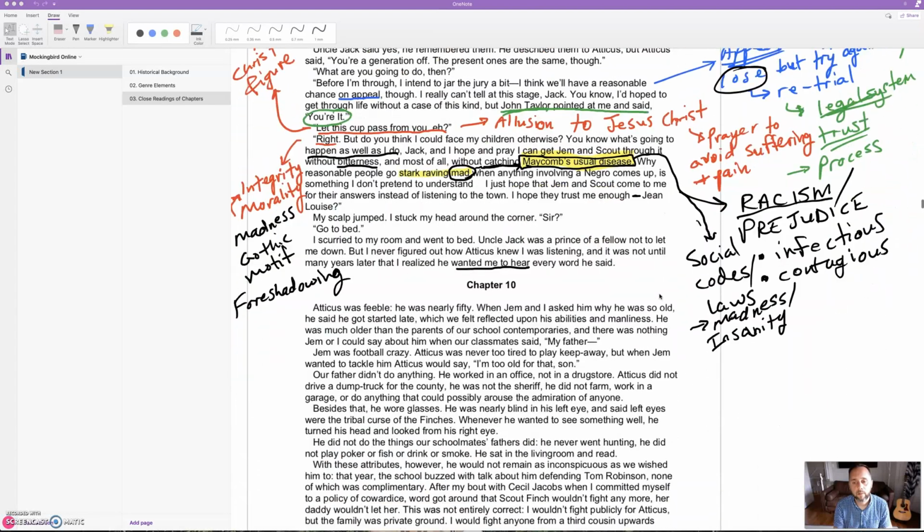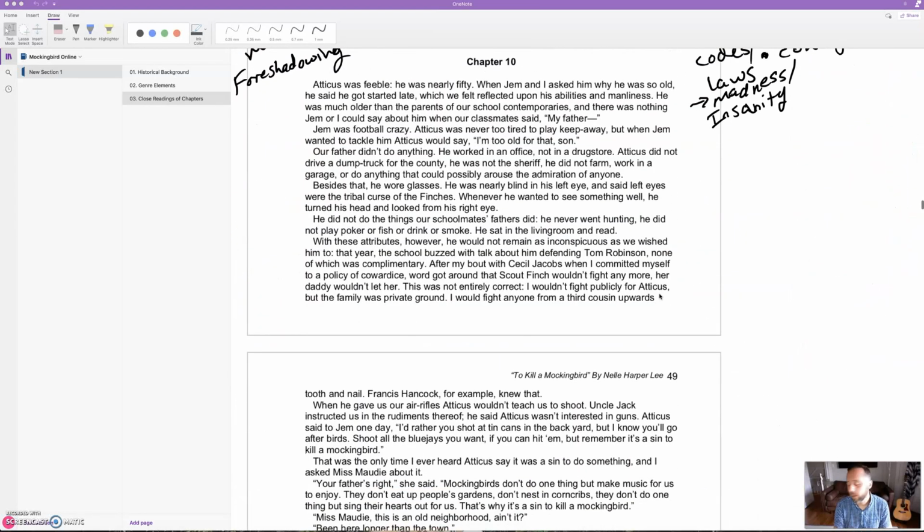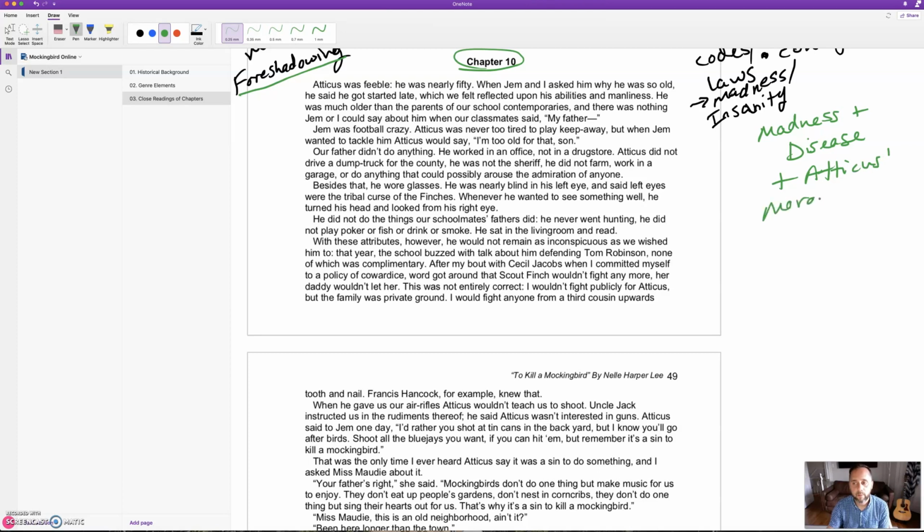Okay guys, welcome back. So as we mentioned last time, a couple big things to remember is the foreshadowing of the madness motif in chapter 9 and also the disease motif. So keep that in mind as we come to this next section. Madness plus disease. We're going to see both of those in chapter 10. And we're also going to get Atticus's moral principle and the Mockingbird symbol, both.